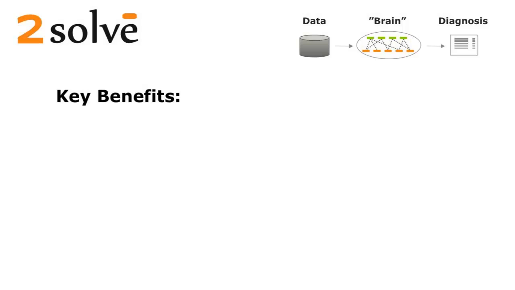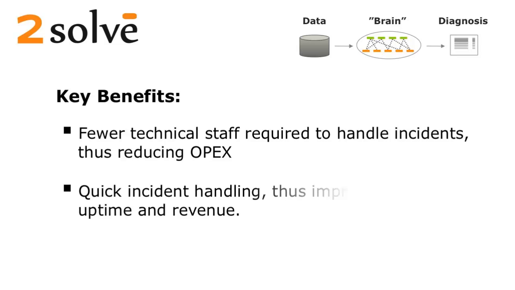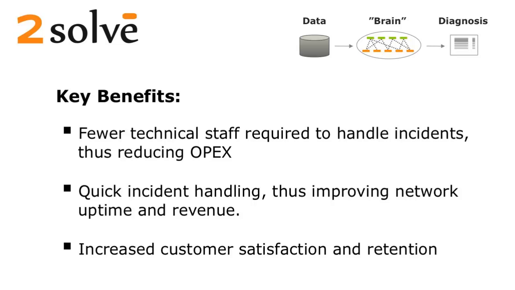In conclusion, 2solve provides many key benefits for cell phone operators. Fewer technical staff are required to handle network incidents, thus reducing operating expenses. Incidents are handled more quickly, thus improving network uptime and improving revenue. And finally, customers are more satisfied when they experience maximum network uptime and quick call center response.